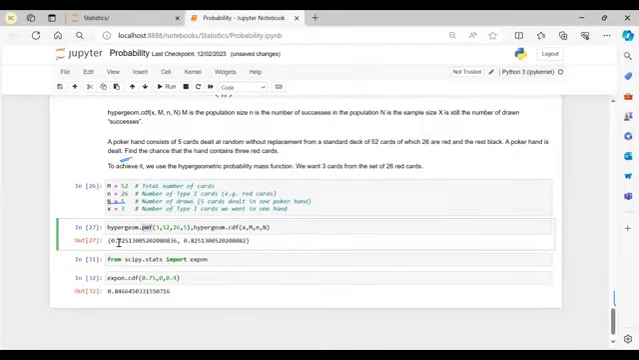Okay. So it is saying 33%. If you want to find out 3 or less than 3, then you go with this CDF. That is saying 82% or 83%. Got it? Got it, sir.